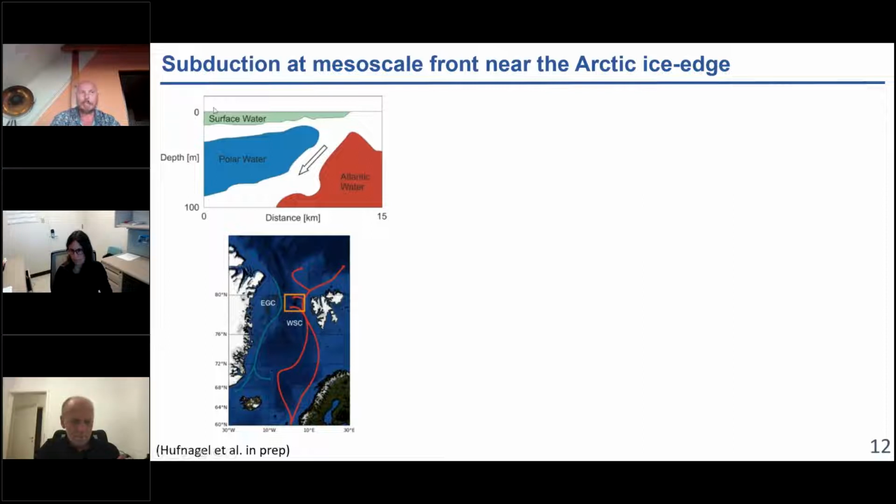And as it's melting, we get the surface meltwater, and we have the polar water. Then we have the Atlantic water coming in. And right at the ice edge, we tend to get quite dense water that really sinks down and can potentially transport a lot of organic matter down with it. So this is another of these mesoscale pumps where you have this strong subduction.